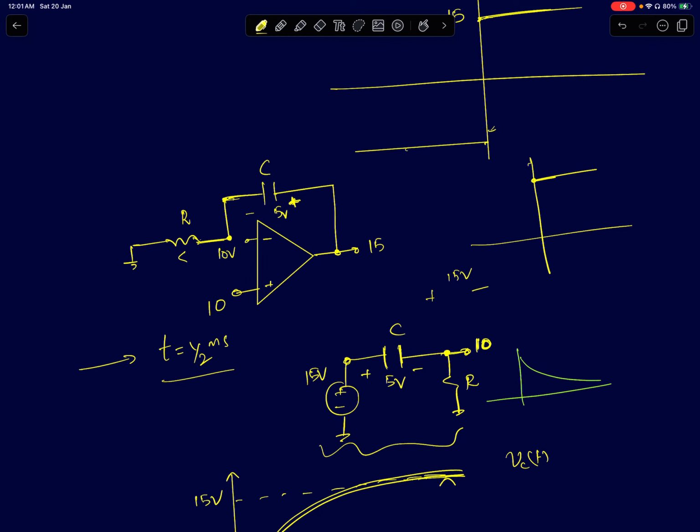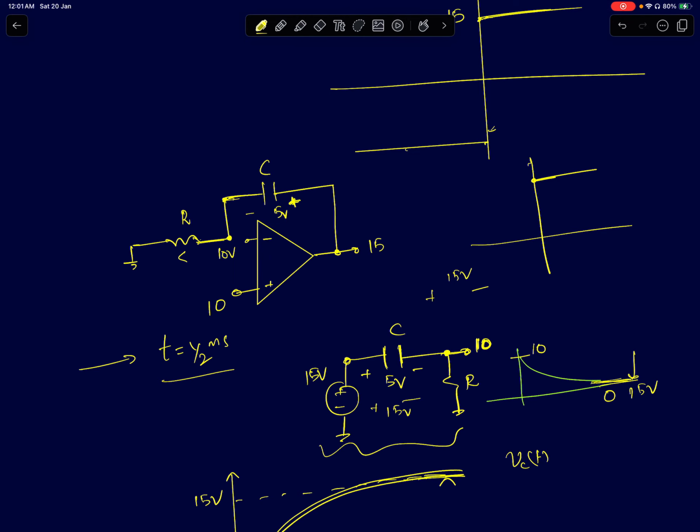So eventually the capacitor voltage has to be 15 volts, and the voltage across the resistor will start from 10 and go down to 0, right? As the capacitor gains voltage, the voltage across the resistor will go down to 0. As the capacitor is fully charged to 15 volts at this point, the resistor voltage is 0.